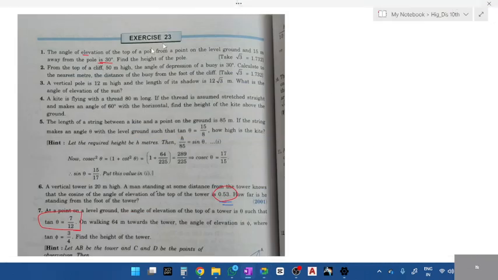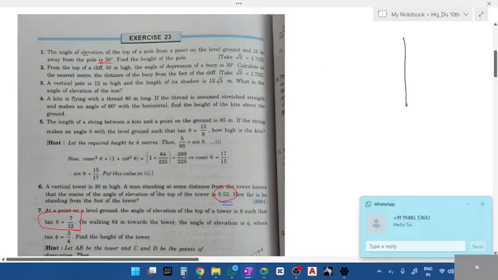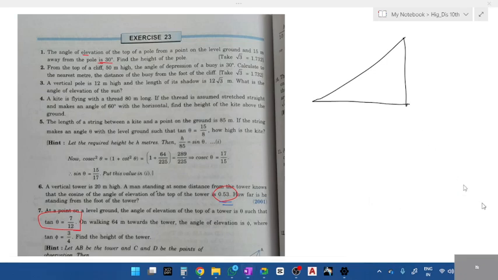Yeah. Second question. Draw the diagram, students. Look, draw the diagram like this. From the top of the cliff, 50 meters high. So which is cliff here? So what do you mean by 50 meters high, students? Which one is height? Which one is straight here, AB, BC or AC? AB is 50 meter. Angle of depression of the boy is 30 degrees.